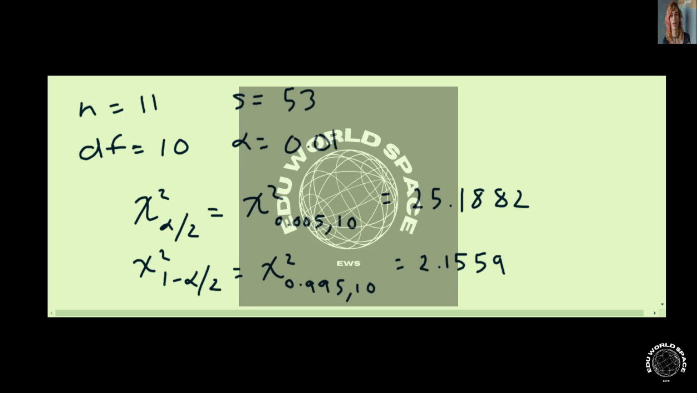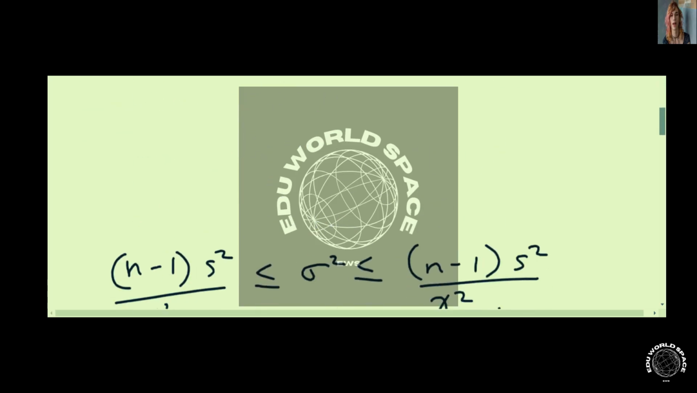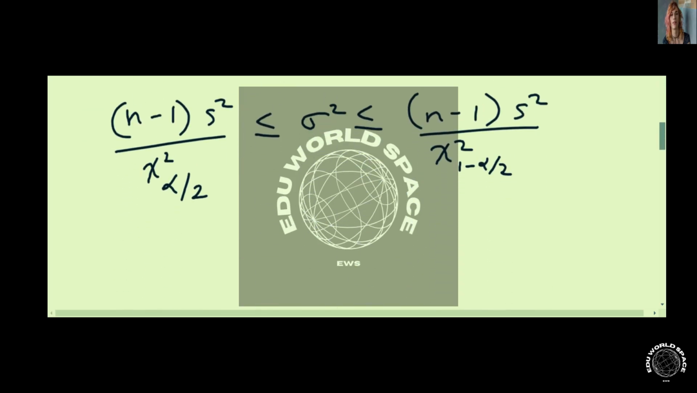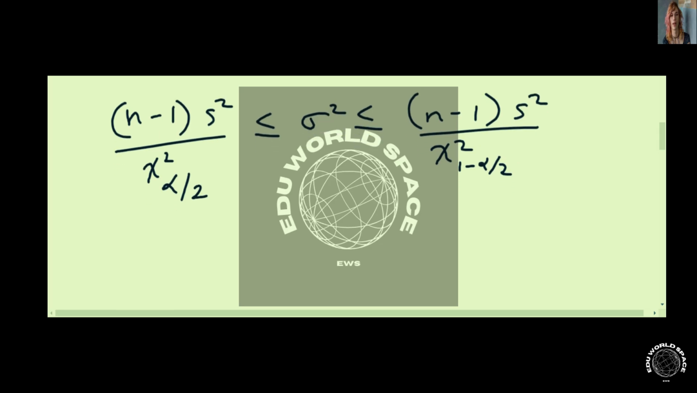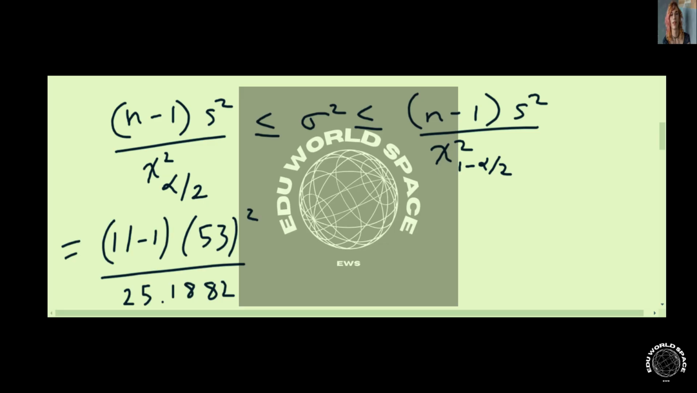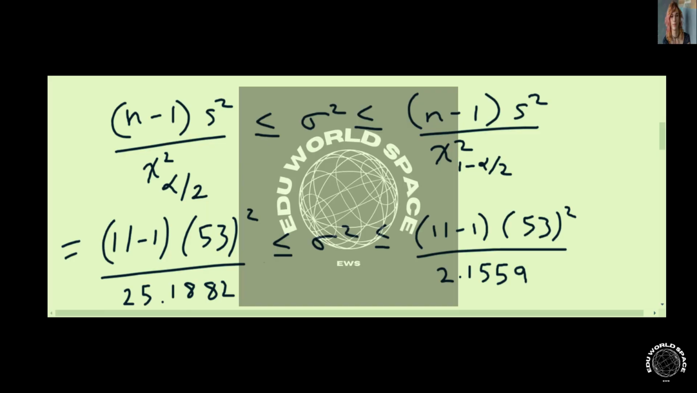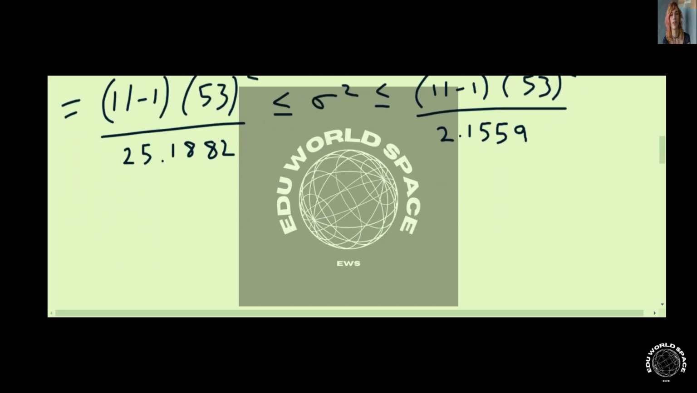Now using the chi-square alpha by 2 and chi-square 1 minus alpha by 2 values, we can find the confidence interval for our population variance. We use this expression to find the confidence interval for our population variance. The lower boundary for our confidence interval here would be this expression right here. And the upper boundary for the confidence interval for our population variance is this expression here. Simplifying, we see that the confidence interval for our population variance is this.